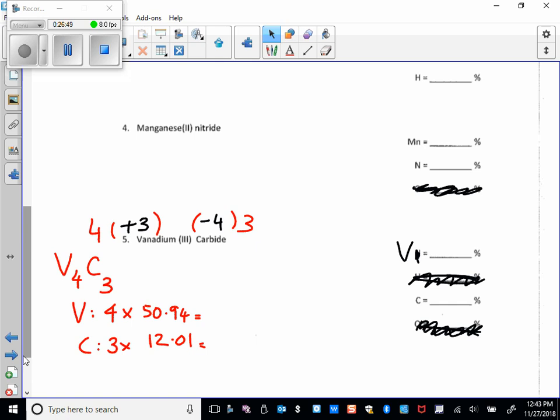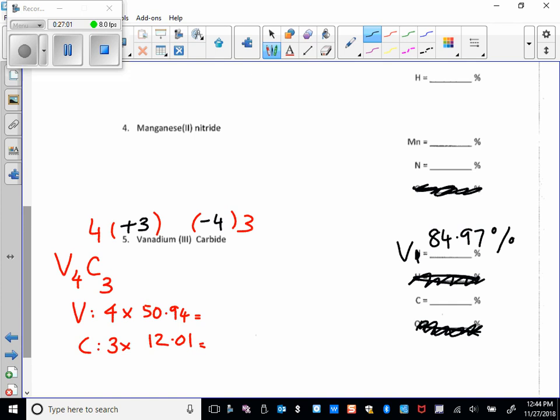Can I get an answer? Nancy, what is your answer for vanadium? 84.97%. And what do you have for carbon? 15.03%. Is everybody getting this? What did you get, Alto? Around the 84.97, it's 84.98. Well, 97 adds up right now. 7 plus 3 is 10. It adds up. It's fine. Okay? Are we good? Everybody understand?